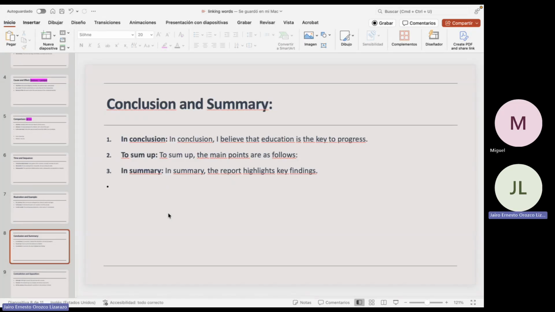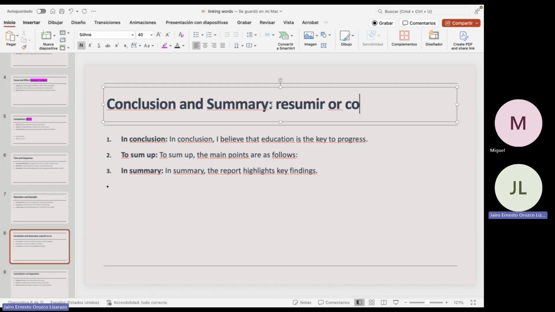Conclusion and summary. What is a summary or conclusion? Well, resumir. In conclusion, I believe that education is the key to progress. To sum up, para resumir, básicamente es lo que significa. To sum up, the main points are as follows. In summary también significa para resumir o en resumidas cuentas, o para concluir o para acabar.